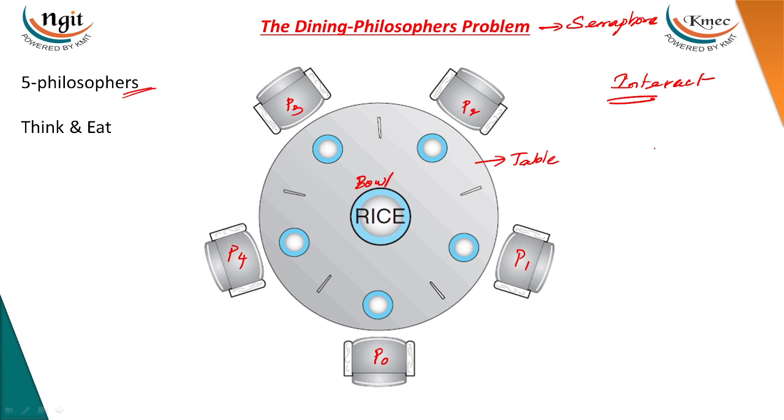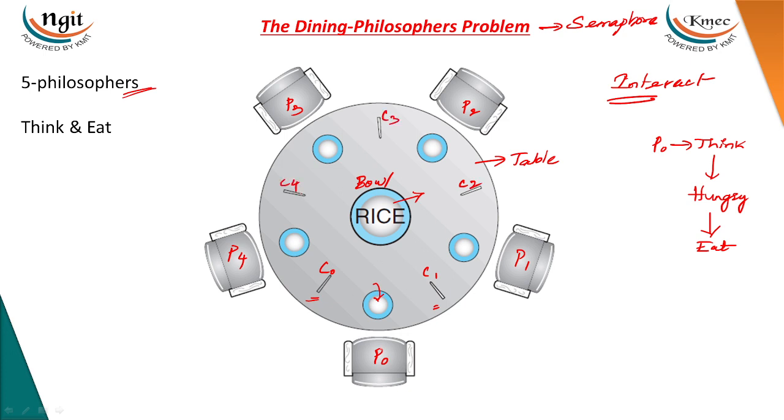All the philosophers are thinking, and at some point of time they feel hungry. Whenever they are hungry, they take rice from the rice bowl, put it on the table, and eat it using two chopsticks. I will name these chopsticks C0, C1, C2, C3, C4.